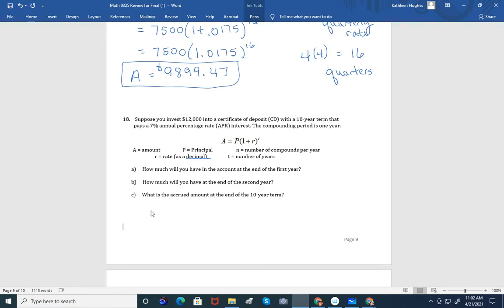compound interest problem. It says, suppose you invest $12,000 into a certificate of deposit with a 10-year term that pays a 7% annual percentage rate. The compounding period is 1 year. So this is the simplest case. So we don't have to multiply to find out how many periods, and we don't have to divide to get a monthly or a weekly or a quarterly rate. It says, how much will he have at the account at the end of the first year, at the end of the second year, at the end of the 10-year term?